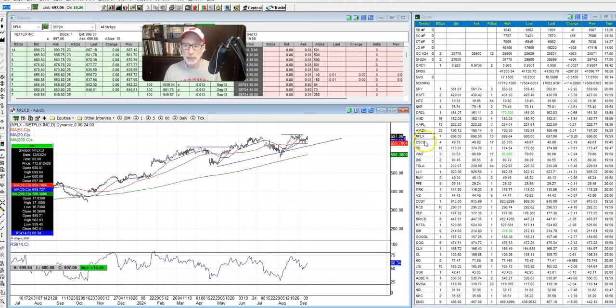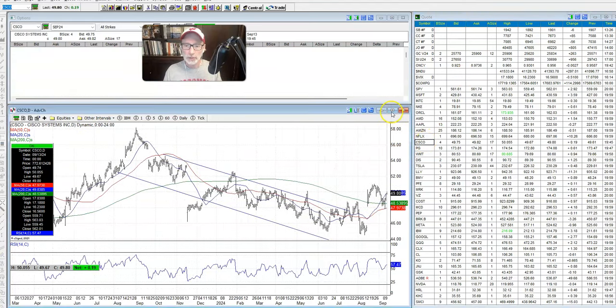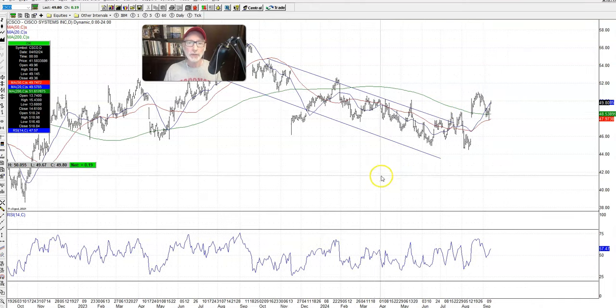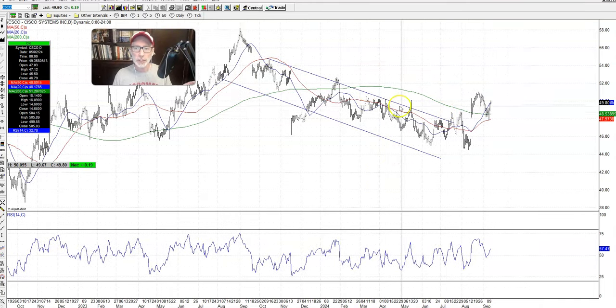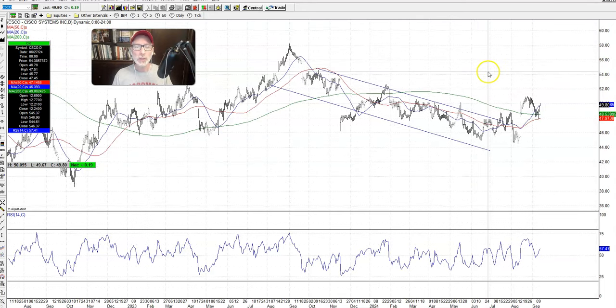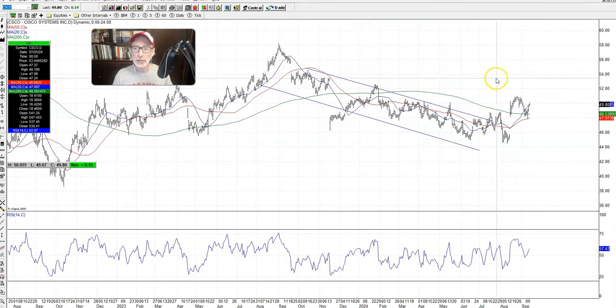What else can I look at here? Cisco. Okay, so here's one where Cisco was in a downtrend. We had to wait for it to make that move towards an uptrend. What I liked here is that Cisco finally got out of the downtrend, moved above the downtrending line, and moved above all the moving averages. So right now, Cisco could be in play for a potential bullish trade in the longer term.